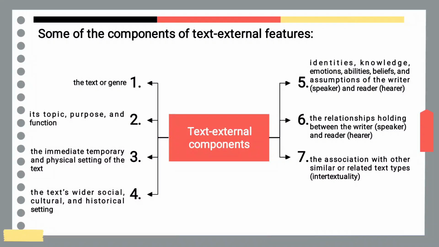And lastly, the association with other similar or related text types, or intertextuality. So this refers to using references and making connections from other texts that can also add other layers to the meanings of the text. Through intertextuality, we can give more emphasis to the significant details in the text to widen our understanding of particular information in the text.